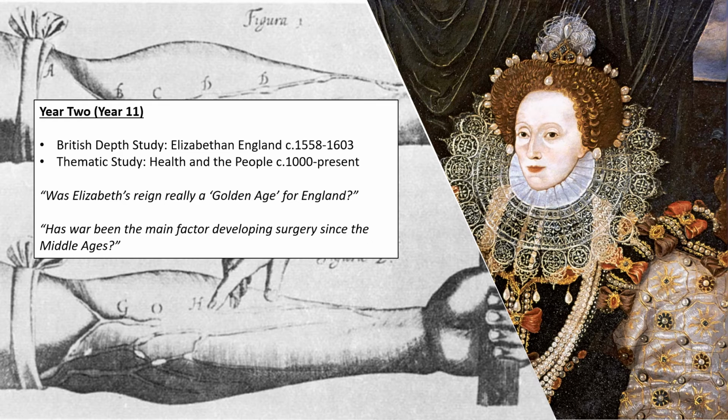At the end of Year 11, or the second half of Year 11, our students finish their GCSE studies with the topic Health and the People, which again is a really fascinating study of medicine through time. And again, we build the course around really powerful questions like, has war been the main factor developing surgery since the Middle Ages? And then we prepare our students for exams at the end of Year 11, which concludes the course.